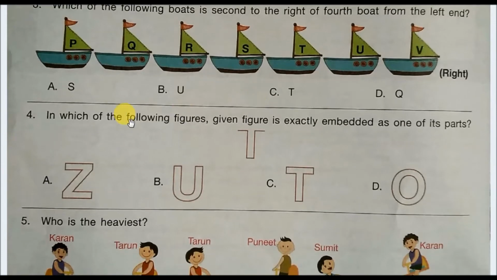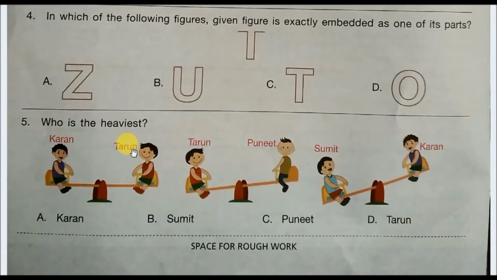Next question. In which of the following figures is the given figure exactly embedded as one of its parts? Look at the given figure. Now look at the options. Option A is Z, U, T, D. Now you need to guess the correct figure. Can you guess the answer? Yes, the answer is C, because T is exactly embedded in the given figure. Understood?